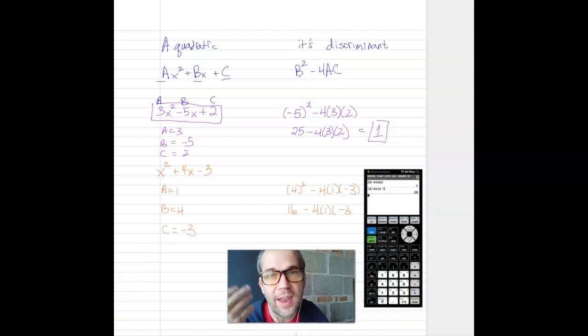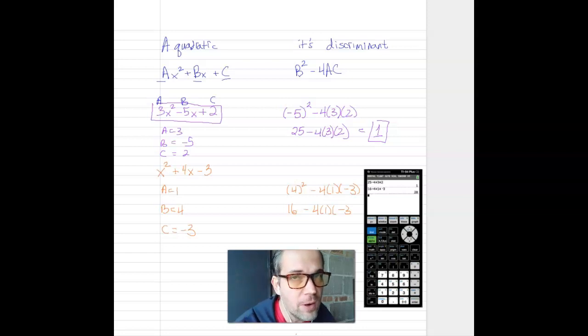I hope you understand that a is equal to 1, because there's nothing in front of x squared, so we assume there's a 1 there. b is equal to 4, and c is equal to negative 3. So when we go and plug that in, we have b squared minus 4 times the a value times the c value. I'm going to square that b in my head, and then on my calculator I'm going to do 16 minus 4 times 1 times negative 3 to get that the discriminant for this quadratic is 28.